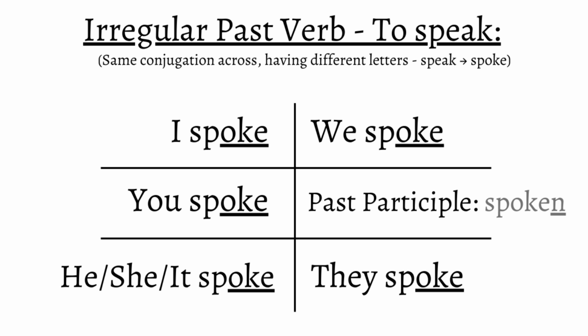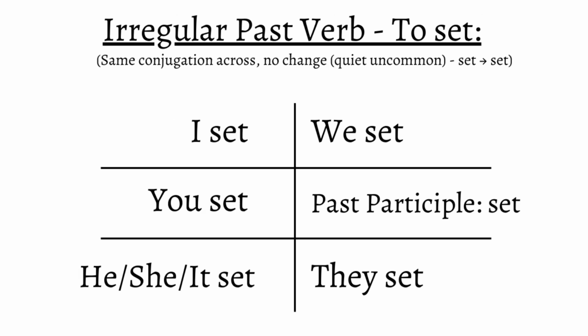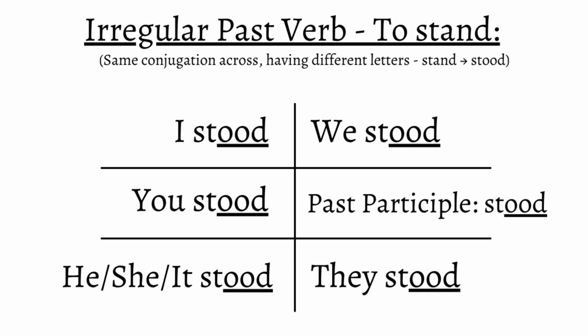Now we have to speak. Spoke. Its past participle is the same as the past simple, but receives an extra letter. Spoken. Now we have to said, which is interestingly the same across the present, past, and participle forms. So this is a very easy verb to remember. Now we have to stand. Stood. Its past participle is the same.